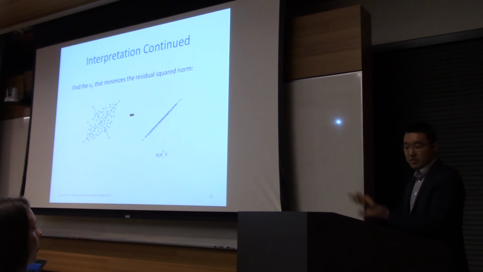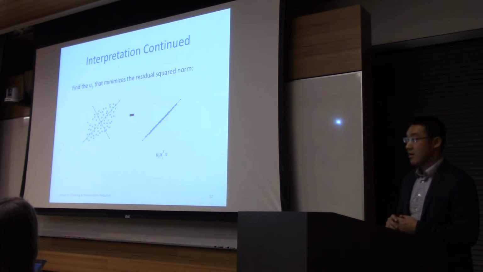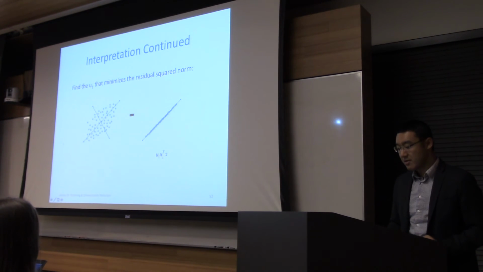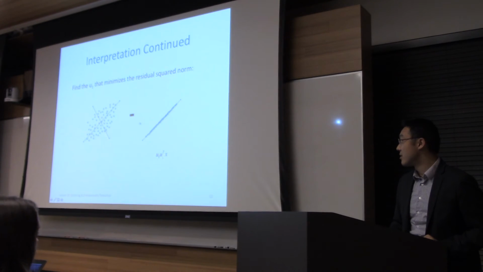Right, so pictorially, what I just showed you is that we wanted to find a single direction of variation, such that if we project all the data along to that direction and we compute the residual, so this data set minus this data set, compute the norm, that is minimized. Right?